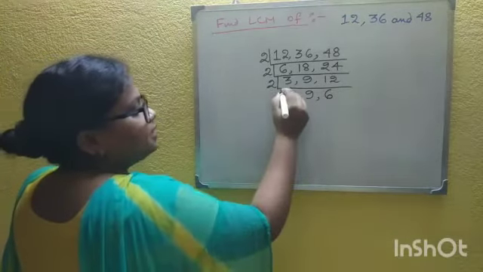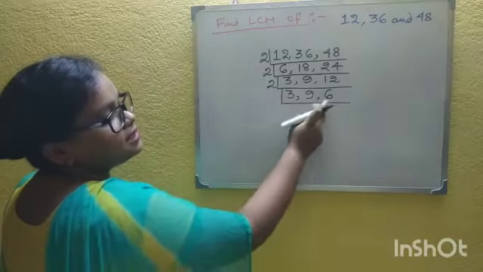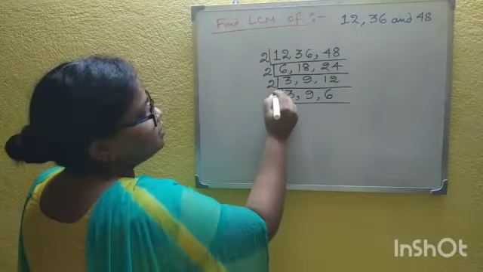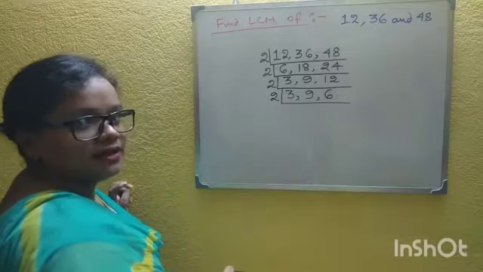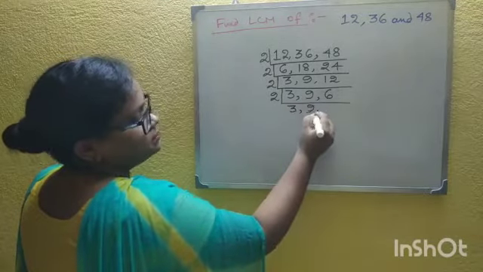Now again among these three numbers 9, 3 and 6, 6 is divisible by 2. So again we are going to write 2 here. 3 and 9 are not divisible by 2. So we are going to write them as they are.